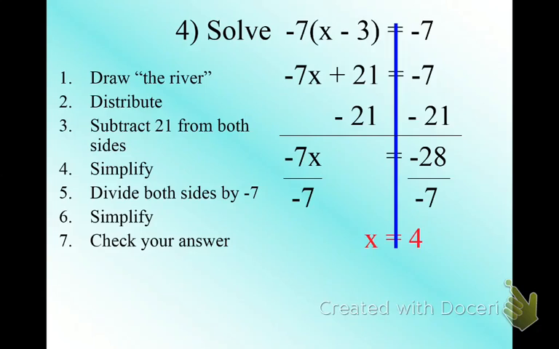Then we check our answer. Let's plug 4 back in up at the top. So we have negative 7 times 4 minus 3 equals negative 7. And that's true because 4 minus 3 is 1. So if we follow the order of operations, we get negative 7 times 1 equals negative 7. So our answer checks out, and it's correct.